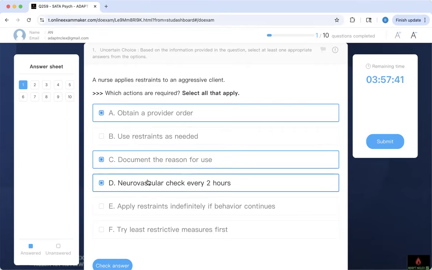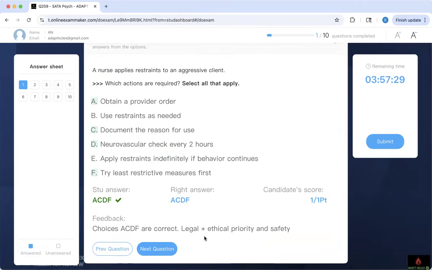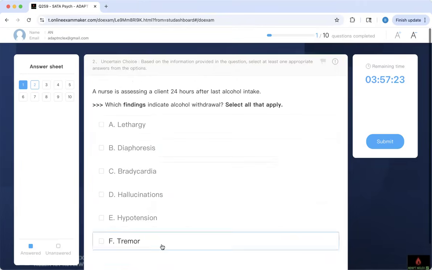And always try the least restrictive measure first. Least restrictive, like talking to the patient. Patient is aggressive. Try not to use the restraint as much as possible. Therefore, those are your right answers. You get it? These are ethical, legal questions that apply to restraint. So you have to use it correctly.